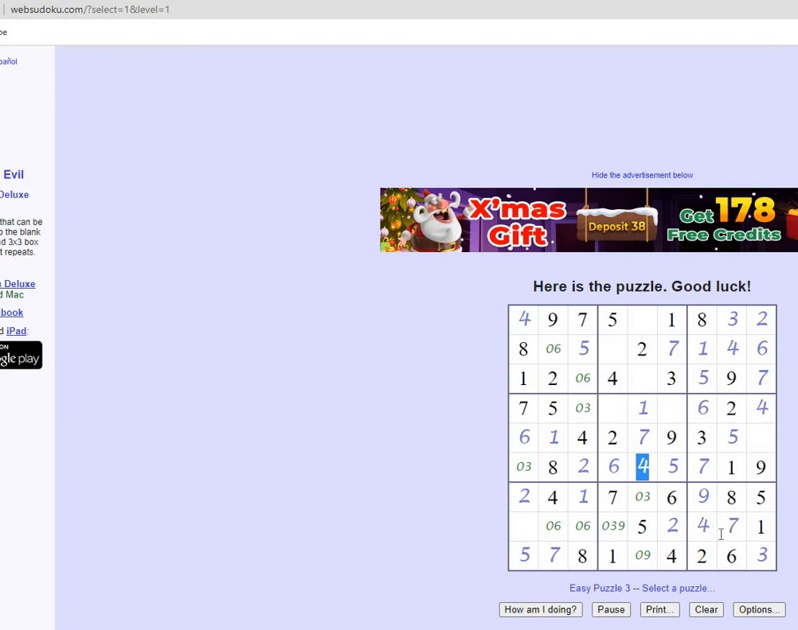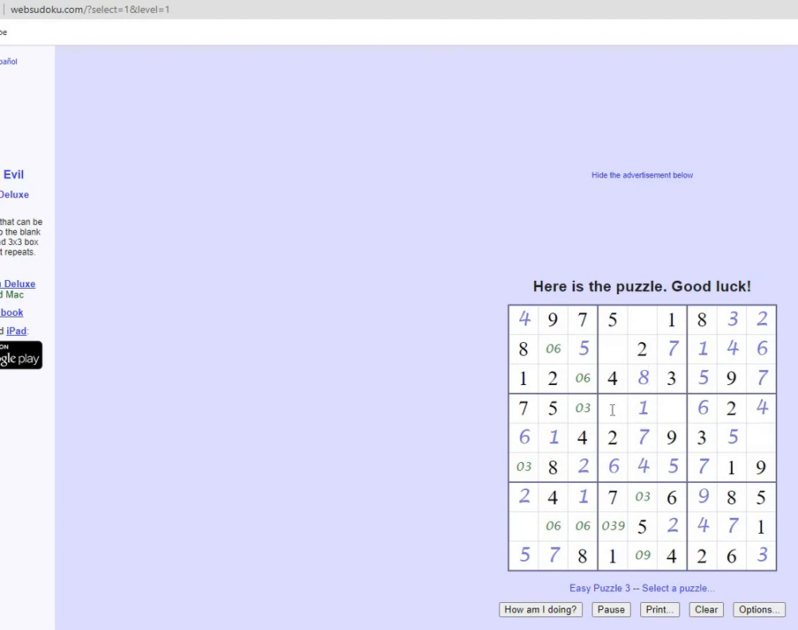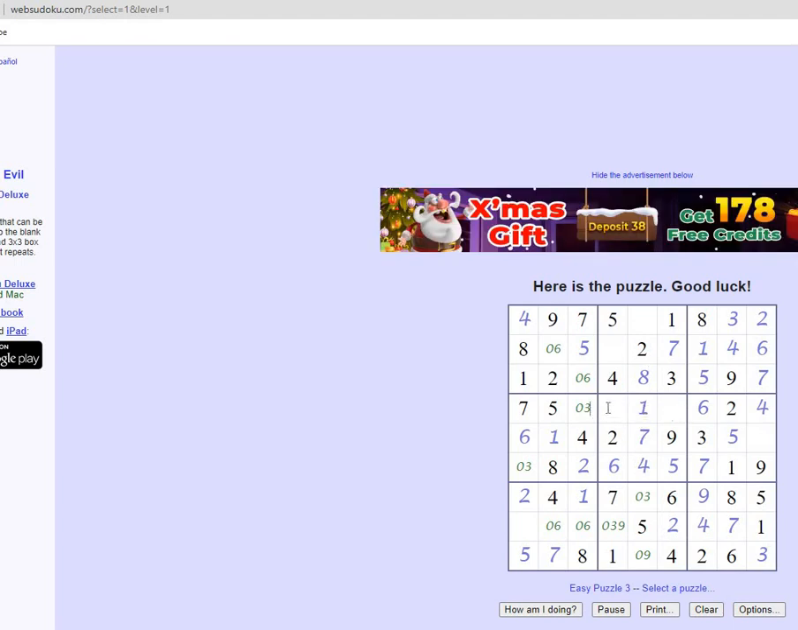Next, let's try 8. So there's an 8 here at the middle and 8 here at the top, so you cannot put it here or here, so 8 must be here. So if 8 is there, we can put 8 either here or here, so we put it as a pencil mark. Okay, next one. So what's left here would be 8, so we put it here.